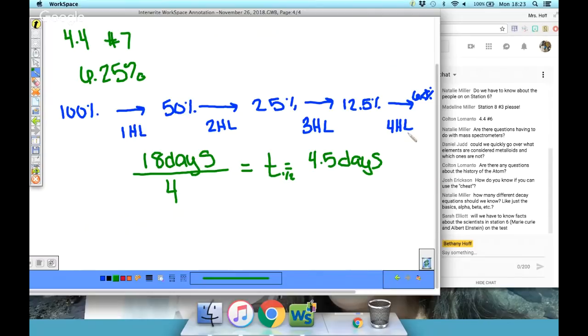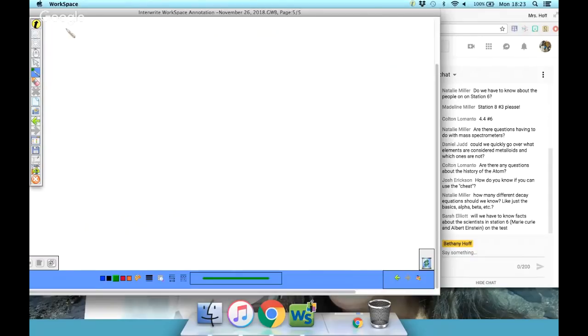Okay, let's look at station number 8, number 3. Let me go ahead and bring that up. Station number 8, number 3 is another half-life problem. So let's take a look at that. What it says is that sodium-24 has a half-life of 15 hours. How long will it take for the sample to decay to 25% of its original mass?